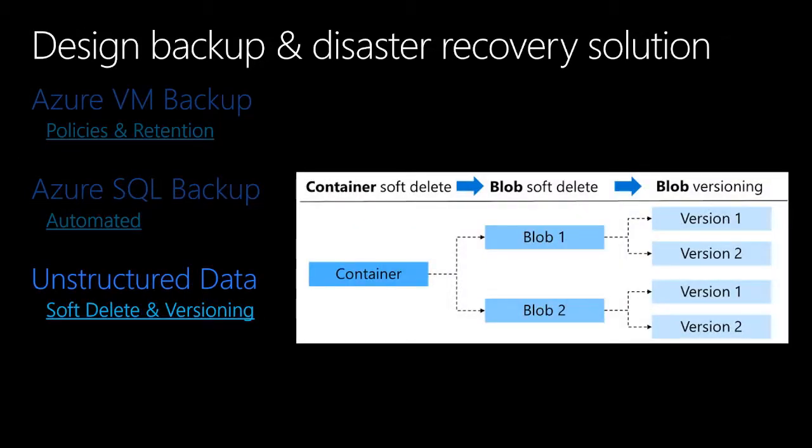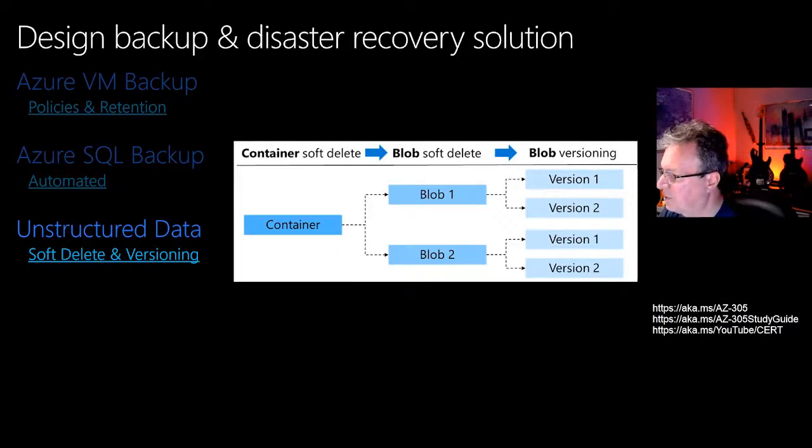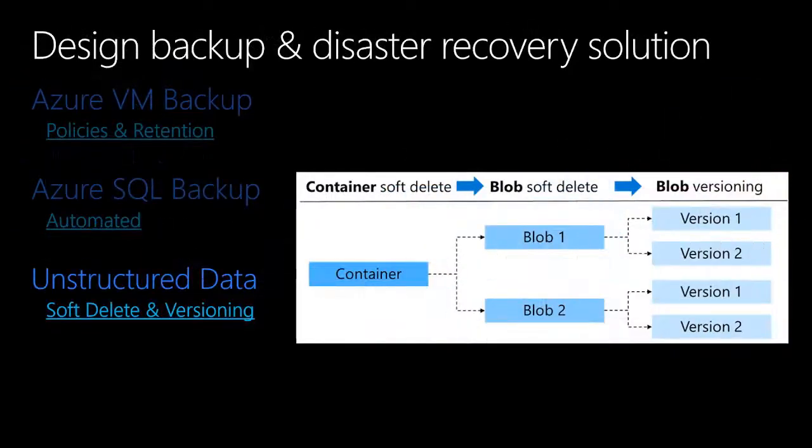Soft delete protects an individual blob, snapshot, container, or version from accidental deletes or overwrites. Soft delete maintains the deleted data in the system for a specified retention period. During the retention period, you can restore a soft deleted object to its state at the time it was deleted. A container soft delete can restore a container and its content at the time of deletion. The retention period for deleted containers is between 1 and 365 days. The default retention period is 7 days.